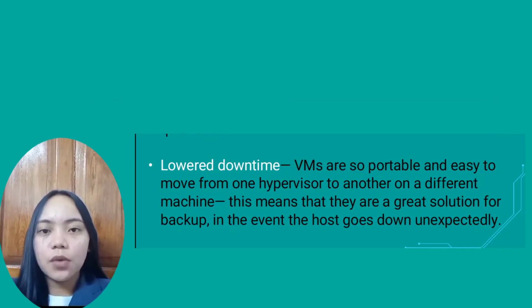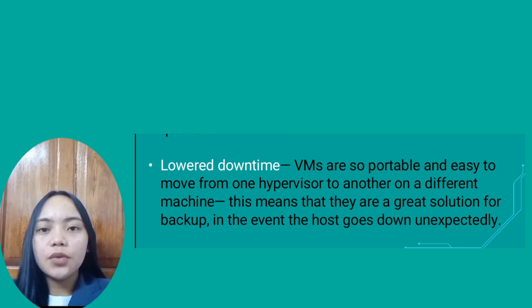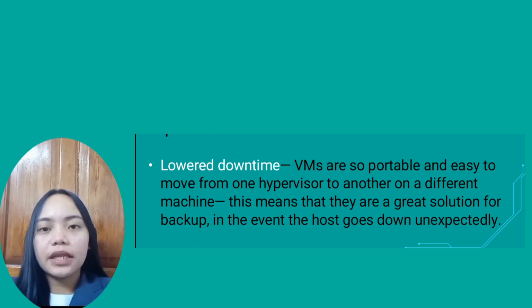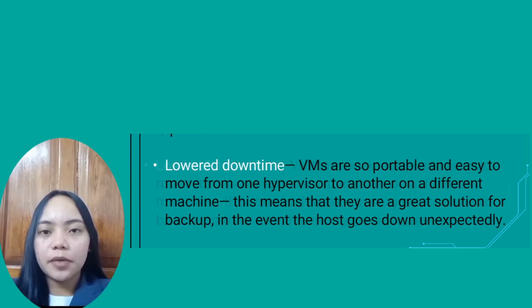Next is lower downtime. VMs are so portable and easy to move from one hypervisor to another on a different machine. This means that they are great solutions for backup in the event that a system goes down unexpectedly. Examples: downtime has many causes, including shutdowns for maintenance, human errors, software or hardware malfunctions, and environmental disasters such as power outages, fires, flooding, or extreme temperatures.